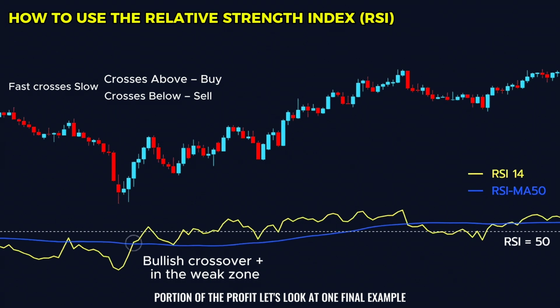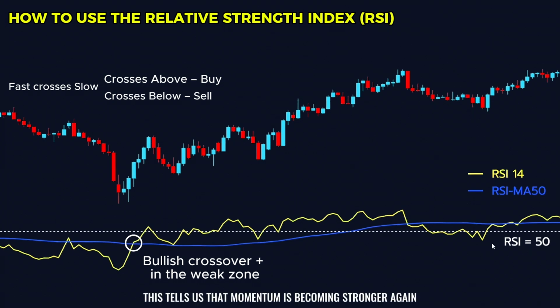Let's look at one final example. The market has been in a strong downtrend for a long time. Assume we've been holding a short position throughout the trend. We continue monitoring the RSI. It starts in the overbought area and gradually moves lower. Eventually, the RSI breaks above the trend line.